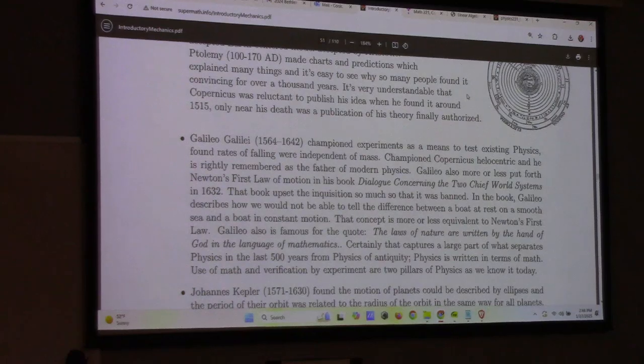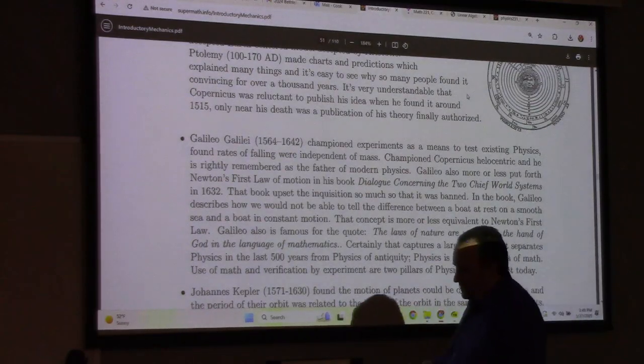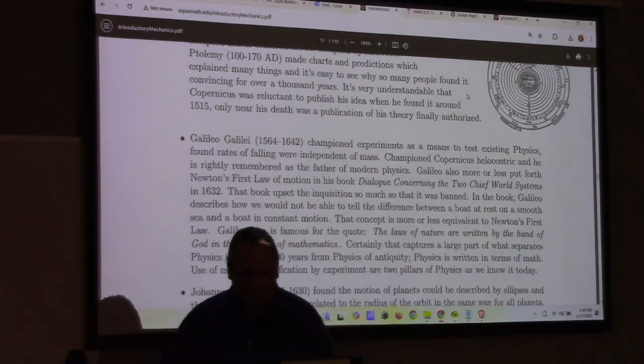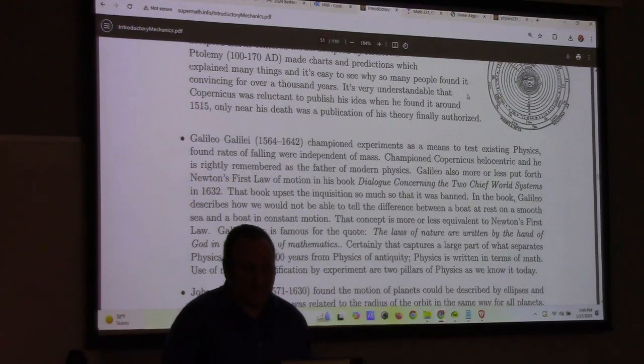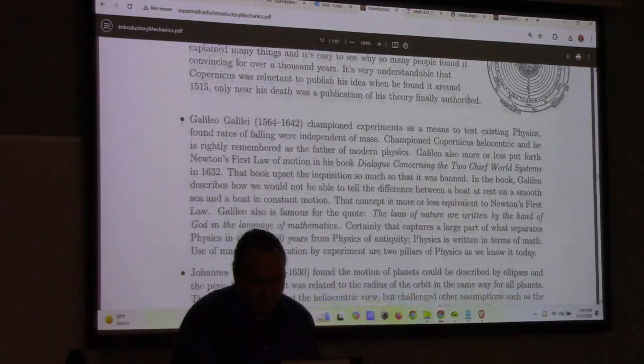And so Galileo was an important figure. He started to get towards the ground level of Newton's laws. And he's famous for this quote, among other things: the laws of nature are written by the hand of God in the language of mathematics. Galileo is very much responsible for the marriage of math and natural science, which we now know as physics. Physics is a mathematical science at its core.